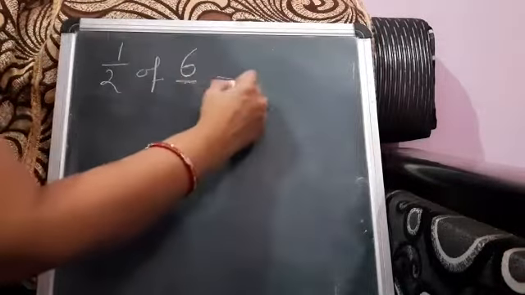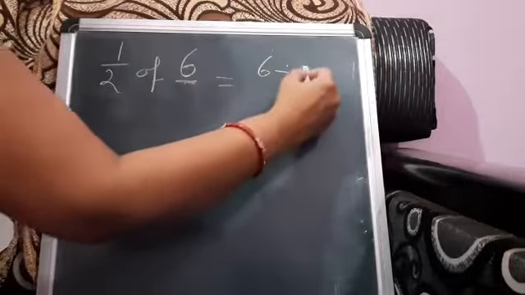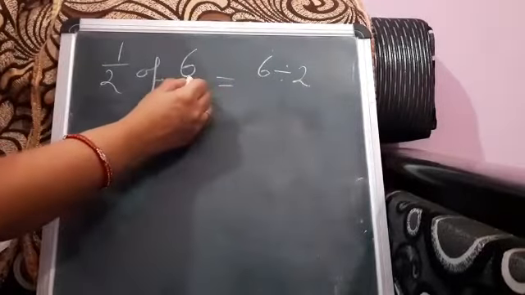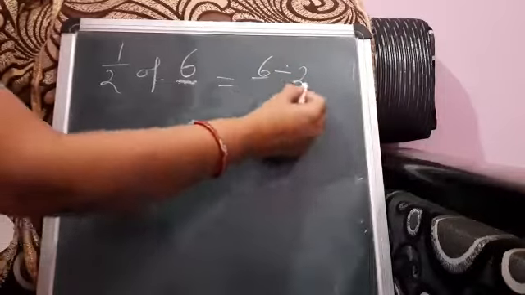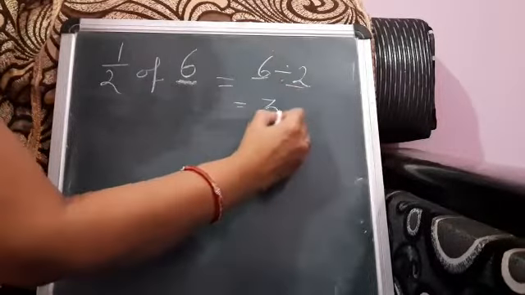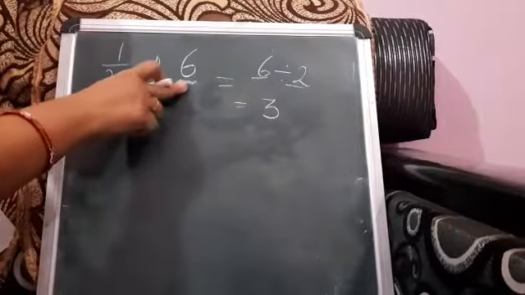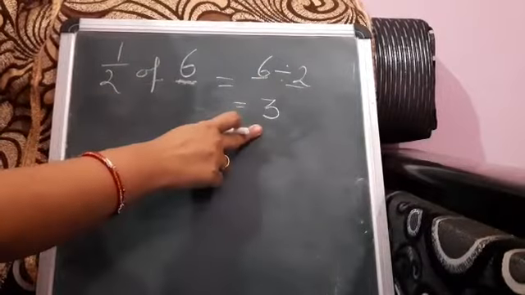So what will I get? It means 6 divided by 2, because I want to divide 6 things, and how many parts? In 2 parts. So I will divide 6 by 2 and I will get 3. So when I divide 6 into 2 equal parts, I will get 3.